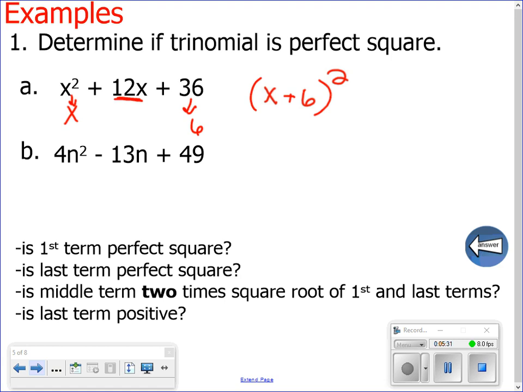All right, we look at b. Again, the first term is a perfect square, so that would be 2n. The last term is a perfect square, so that would be 7. But this is not a perfect square, because 2n times 7, if I double that, does not give me 13. So this one would not be a perfect square, and so we'd have to factor this a different way. So the second one is not a perfect square.